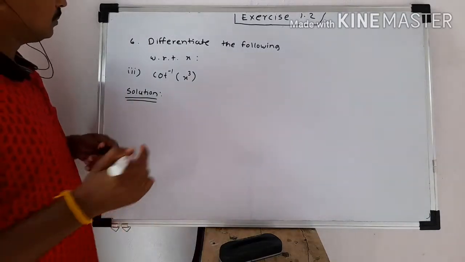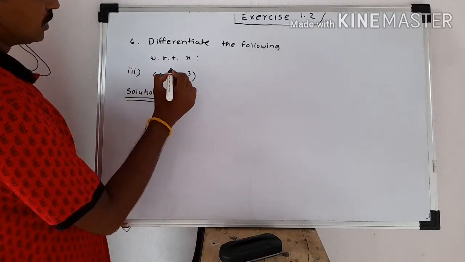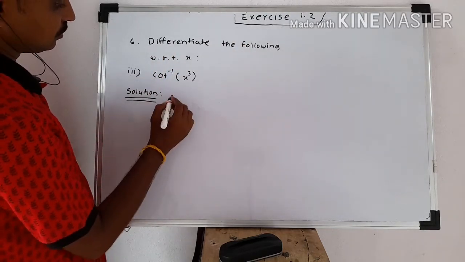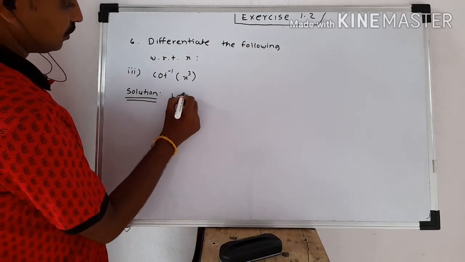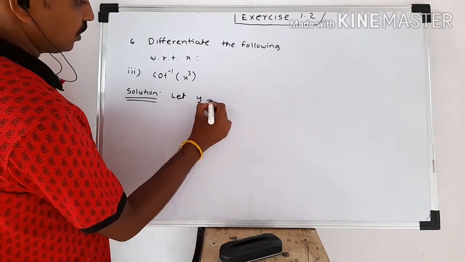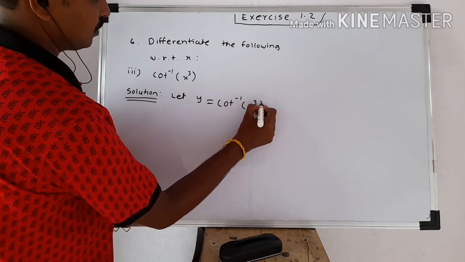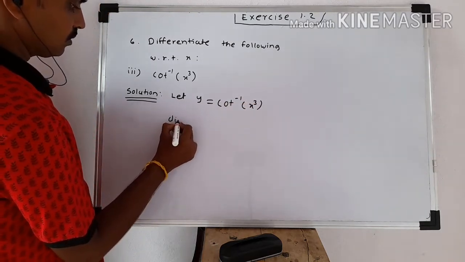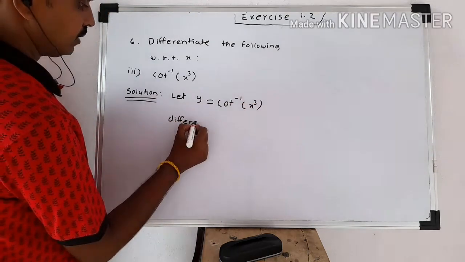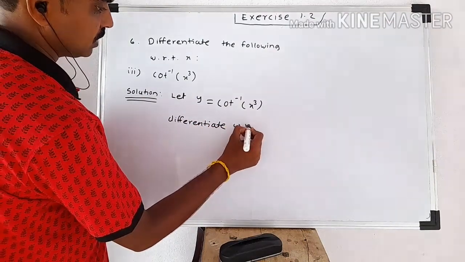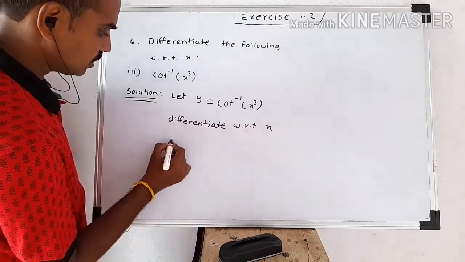For the third example in the sixth type, we have cot inverse of x cube. We will differentiate this function with respect to x. First of all, we will write let y equal to cot inverse of x cube. Here we will differentiate the above function with respect to x.